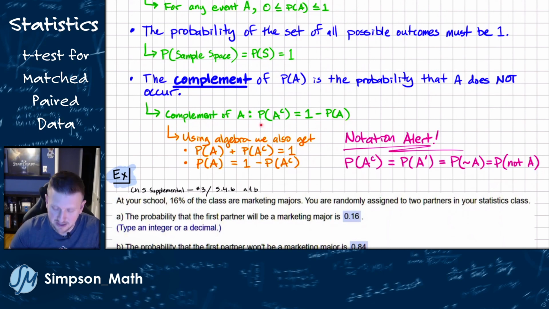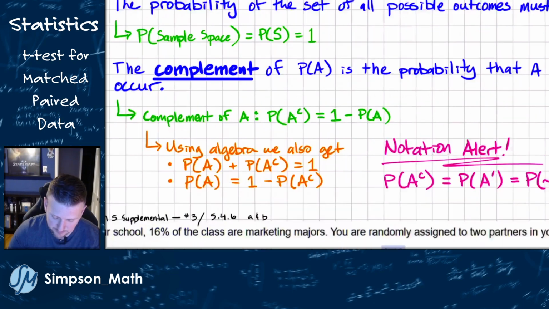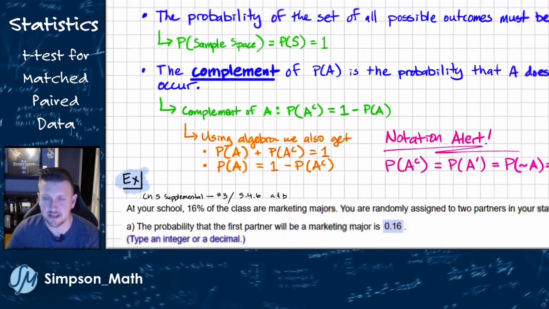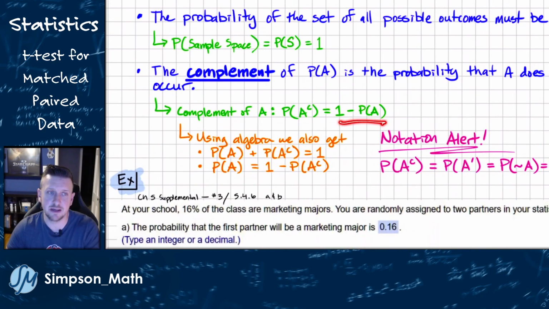So the complement of A is the probability that something does not occur. I would write it as this: the probability of A, and then we put a little superscript C, kind of like an exponent, and that is equal to 1 minus the probability of A.